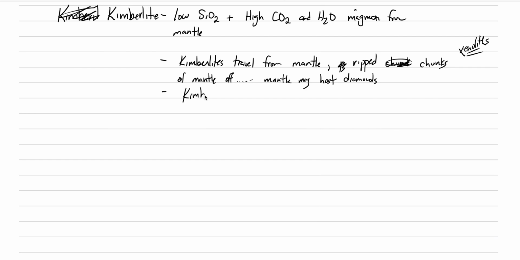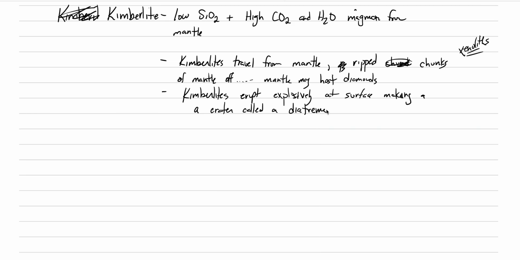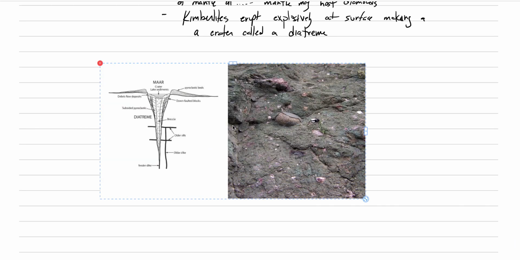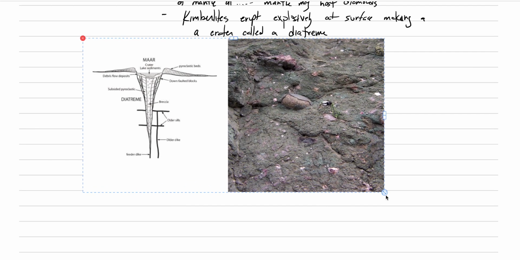So we'll say this as well about kimberlites. Kimberlites erupt explosively at surface, making a crater called a diatreme. What a diatreme is, it kind of looks like a carrot or a funnel, and it's just from this really explosive eruption of magma from the Earth's mantle.